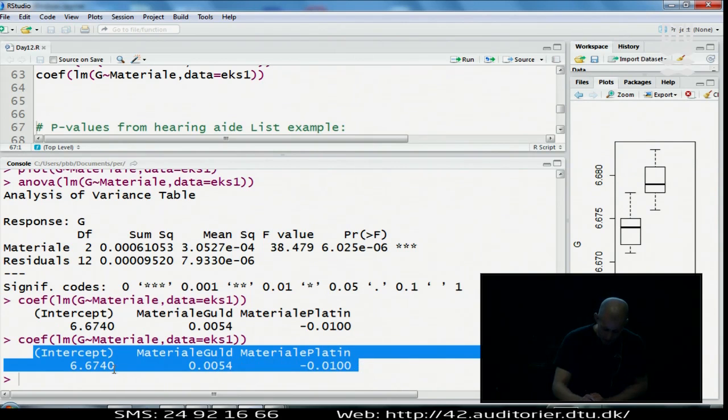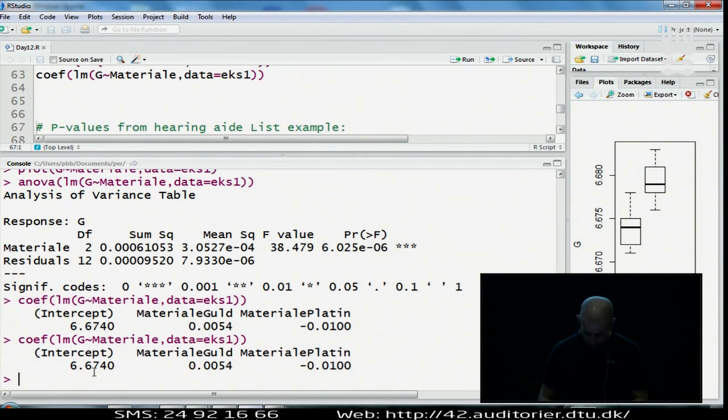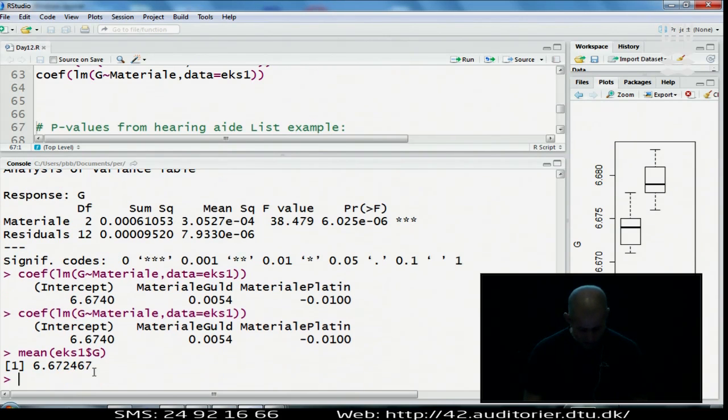R is telling us something which is called an intercept. Usually that's the mu. This is not the overall average of all the data, right? Let us see. The overall average of all the data here is something different. What is the overall average of all the data? The overall average of all the data is 6.6724 actually. Not so different, but actually it's not the overall average. What it gives us instead here as the intercept is the mean of the glass.